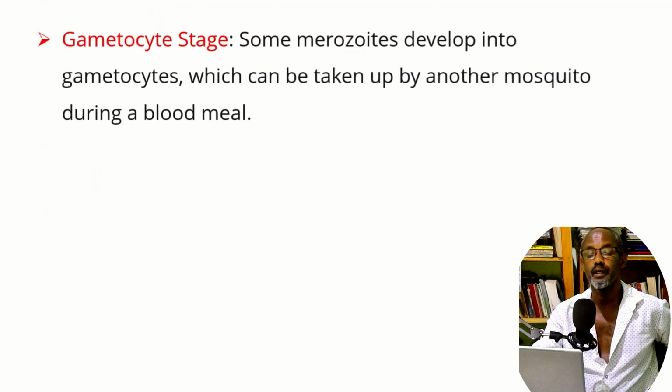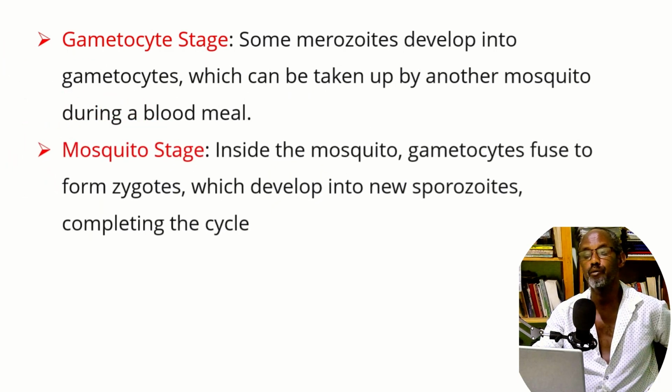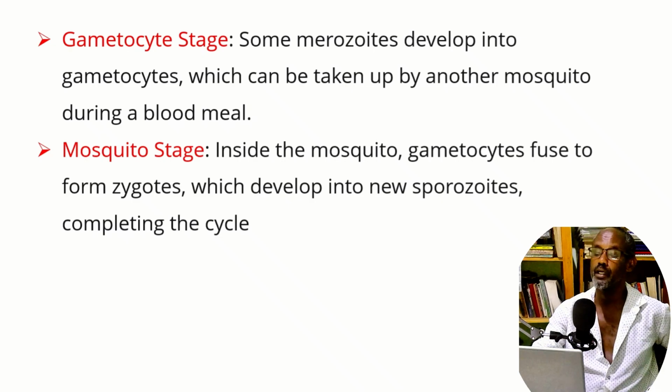Now let's proceed. Gametocyte stage. Some merozoites develop into gametocytes. Where? Inside the circulatory system of the human. And these gametocytes, male and female gametocytes, are picked up by the mosquito, the female Anopheles mosquito, during a blood meal. Then, inside the mosquito, gametocytes fuse to form zygote, which develops into new sporozoites. You see, again the sporozoites are injected while the mosquito is feeding on another healthy human.